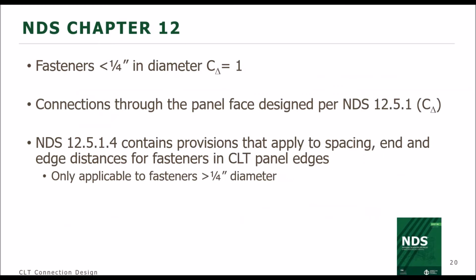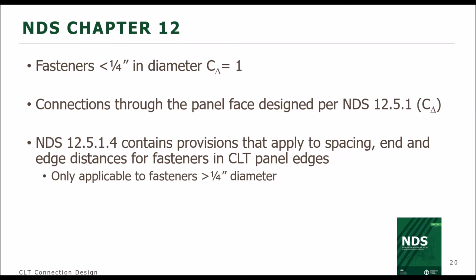Some other things in Chapter 12: we have our C sub delta factor, our geometry factor. For fasteners that are 1/4 inch in diameter or less, C sub delta is equal to 1. So when I talk about calculating C sub delta and required end and edge distances, that's primarily going to be for fasteners that are larger than 1/4 inch in diameter. When the connections are going through the panel face, that would be designed per the regular provisions of NDS 12.5.1.